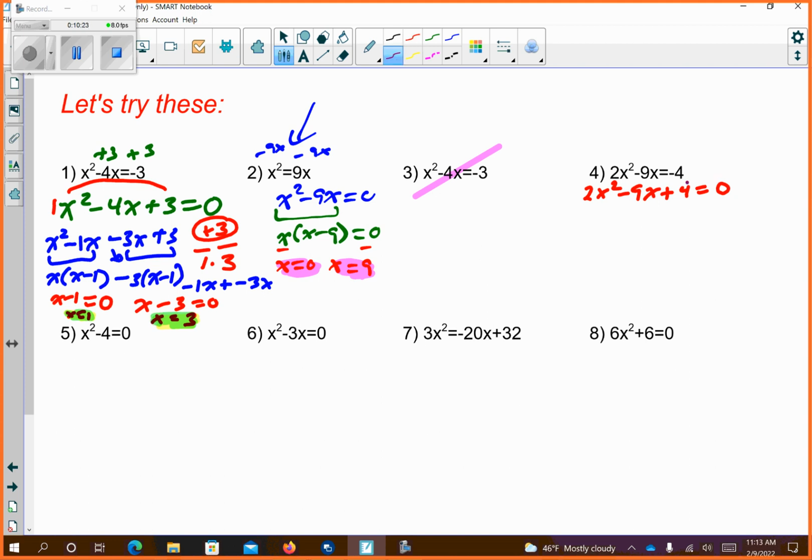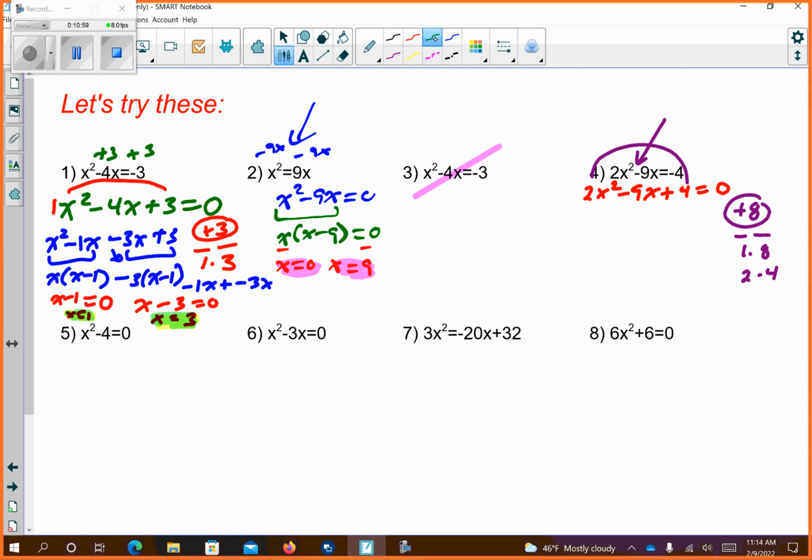All right. So now I'm going to multiply 4 times 2, and I'm going to get a positive 8. In order to get a positive number, it's either a positive times a positive or a negative times a negative. Which is it? Negative. Why is it both negative? Because the 9 is negative. Okay. So in order to get 8, I go 1 times 8, and I also go 2 times 4. Which of those, both being negative, would add up to negative 9?